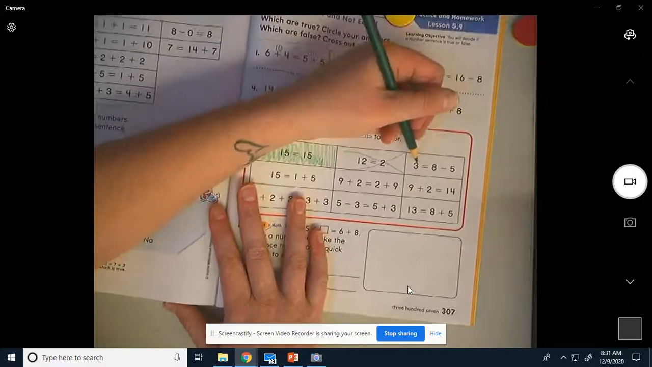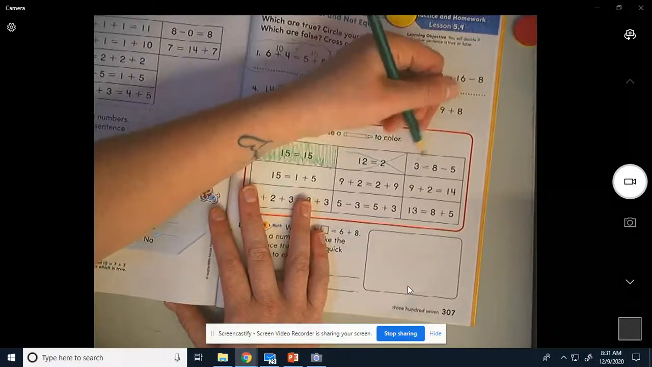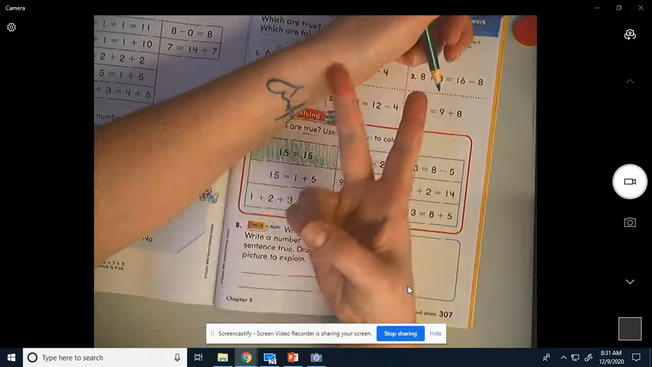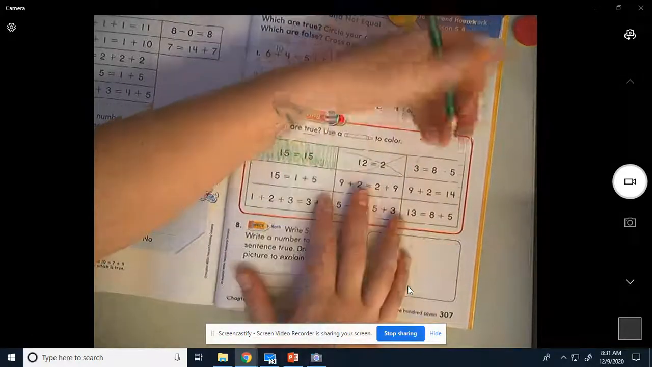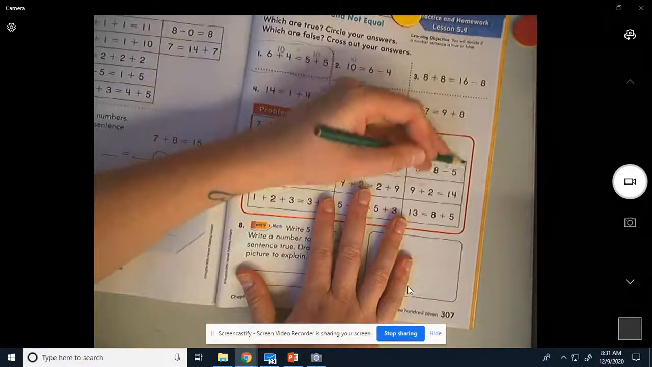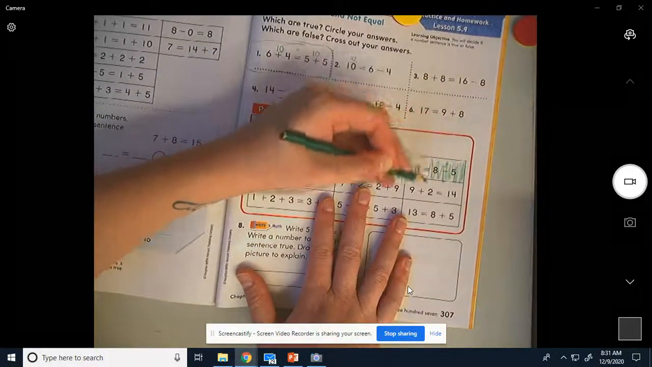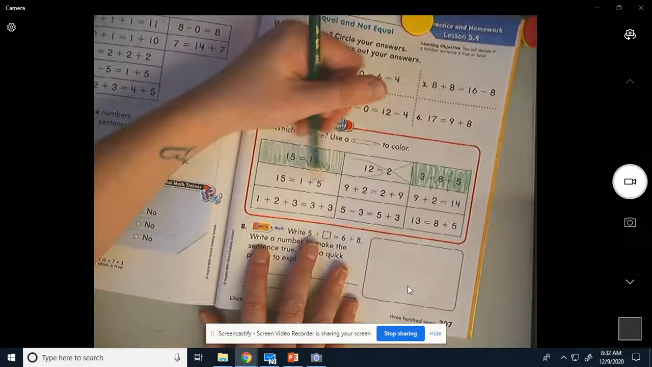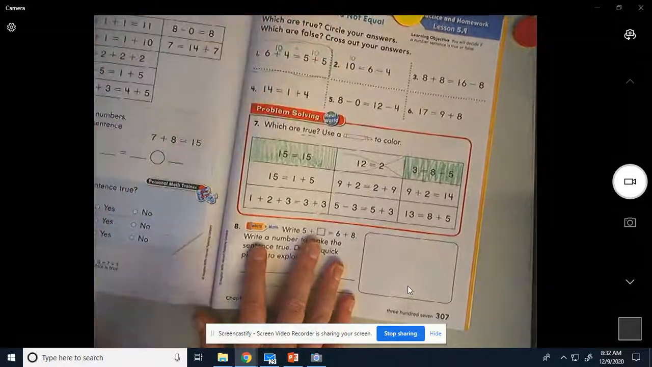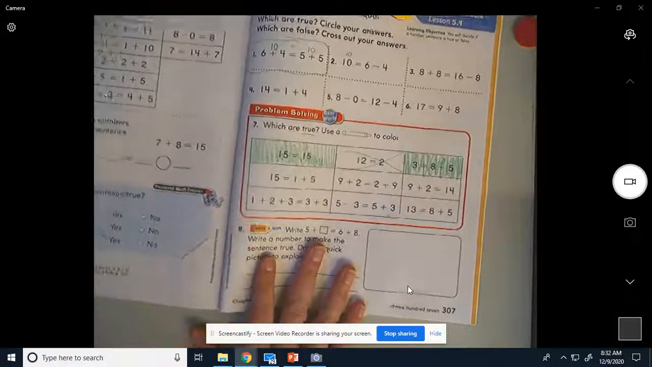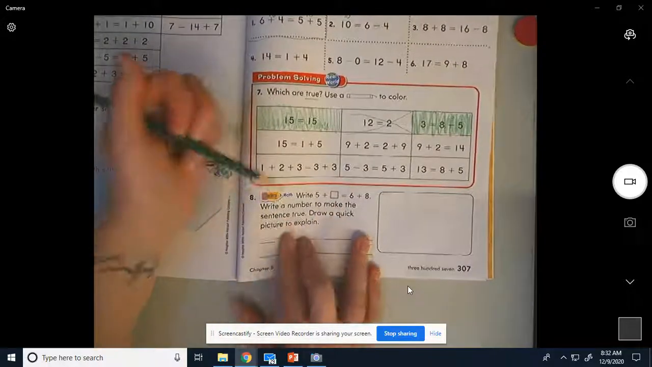Okay. Is 3 the same as 8 minus 5? Let's see. 8, 7, 6, 5, 4, 3. Is 3 the same as 3? Yes, it is. We will color that one in. Okay, you're going to do these 6. Pause the video now and finish those. When you are done, you may push play on the video and we will do the next one together.